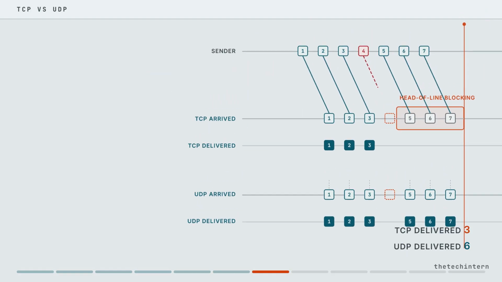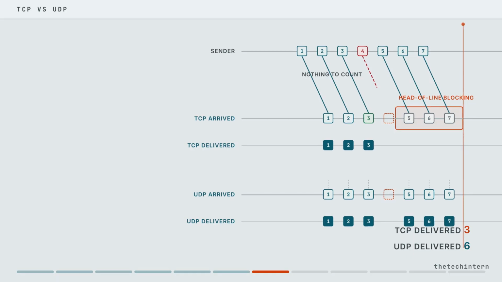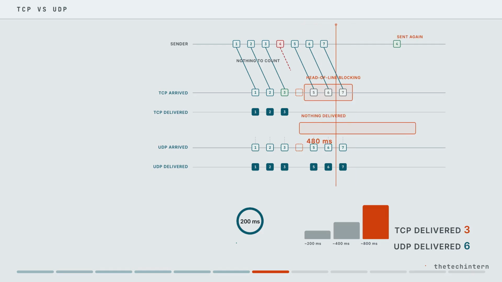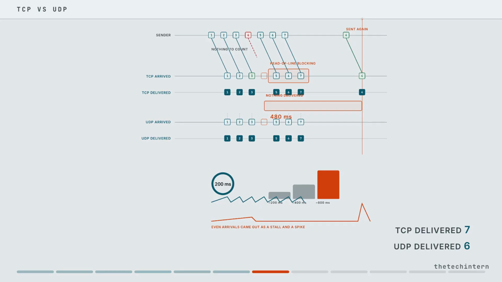How does the sender even find out? The receiver keeps acknowledging 3. 3, 3, 3. Because 3 is the last thing it has in order. 3 of those and the sender resends immediately. And when nothing comes back at all, there's nothing to count. So TCP falls back to a timer. Usually a floor in the low hundreds of milliseconds. And it doubles every time the retry fails too. Watch it elapse. The gap is wider than every packet before it put together. Nothing is delivered for that entire span. Then 4 arrives. 4, 5, 6, 7 delivered all at once. Even arrivals came out as a stall and a spike.